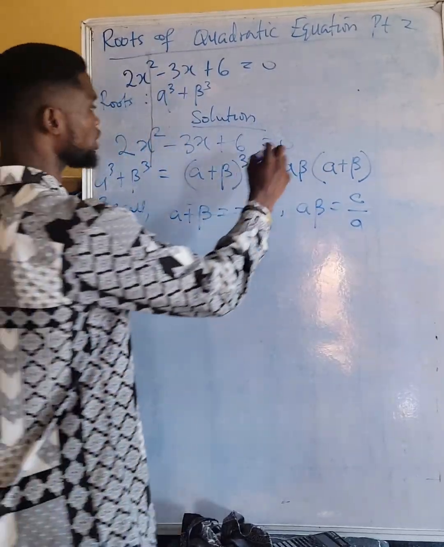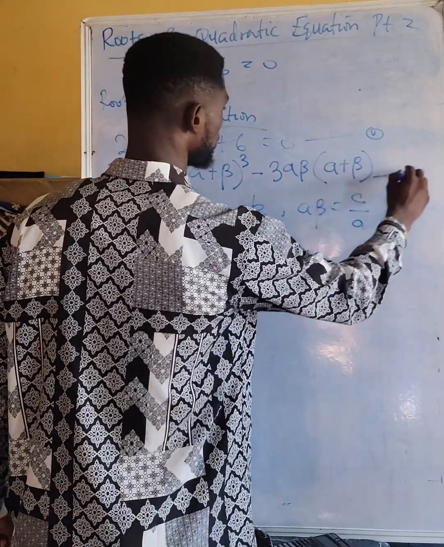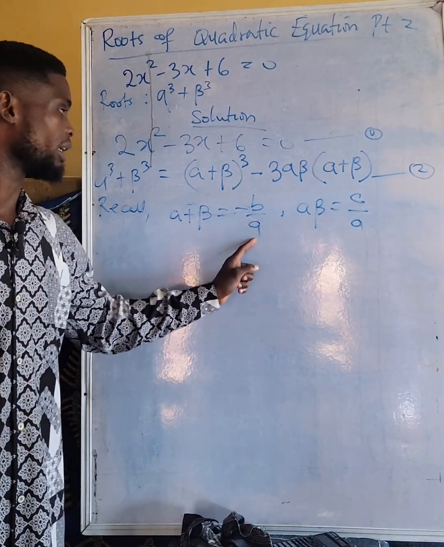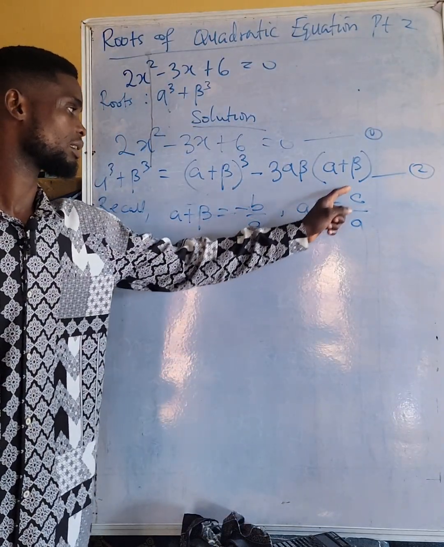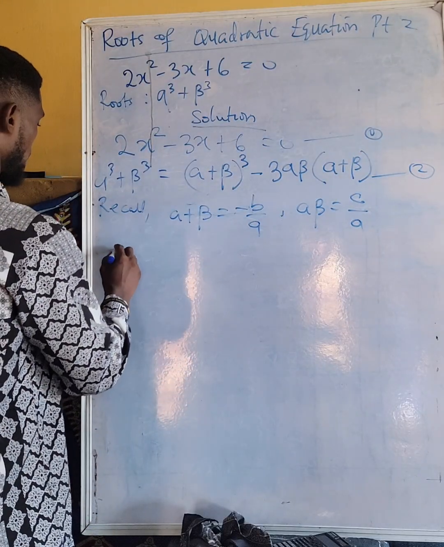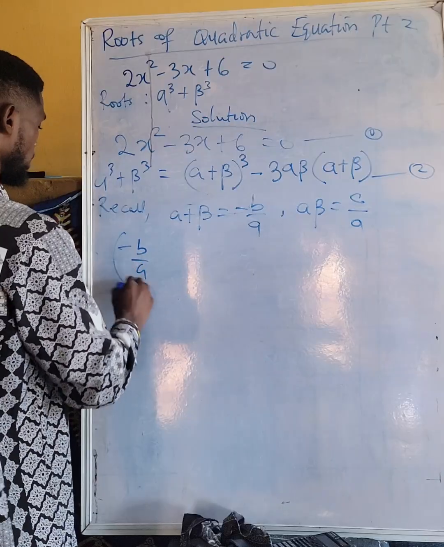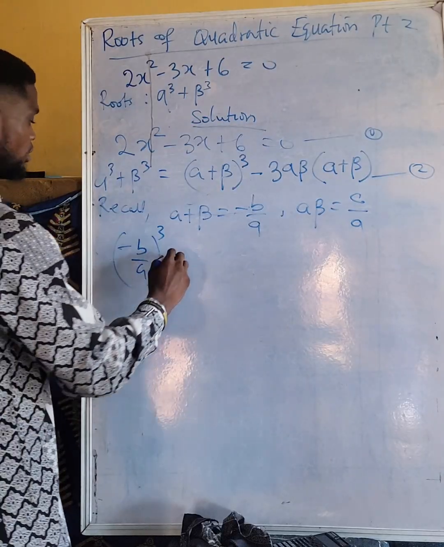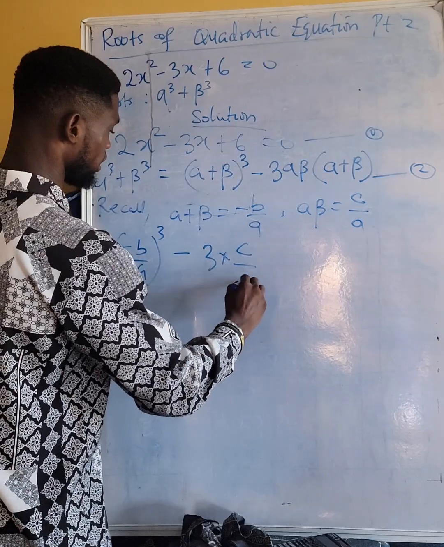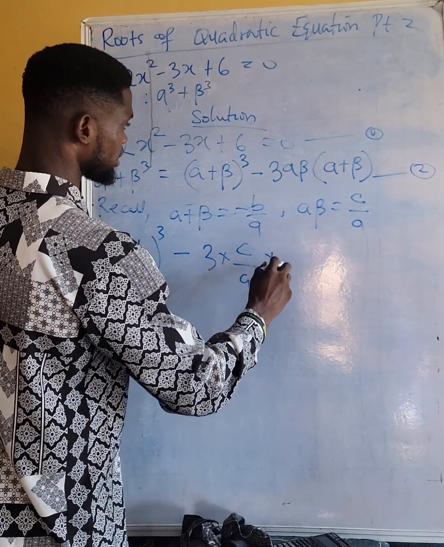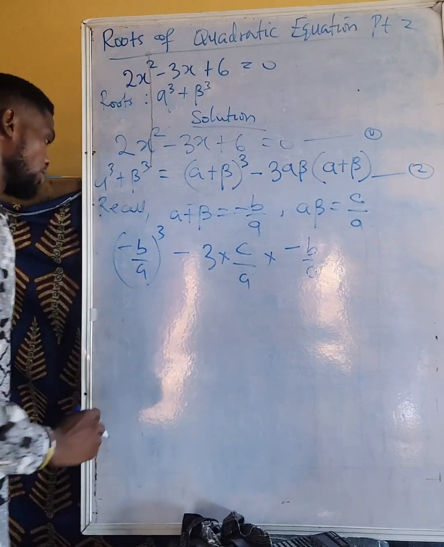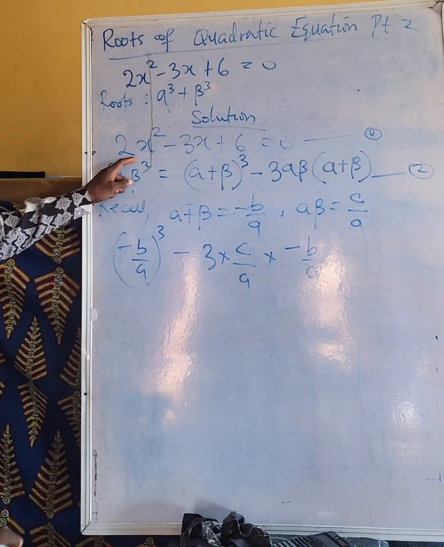Substitute this. So if you call this equation 1, you can call this equation 2. Substitute alpha plus beta as minus b over a, alpha beta as c over a into this equation 2. If you do that, we have minus b over a in cube, minus 3 times c over a times minus b over a. Then this is our equation.